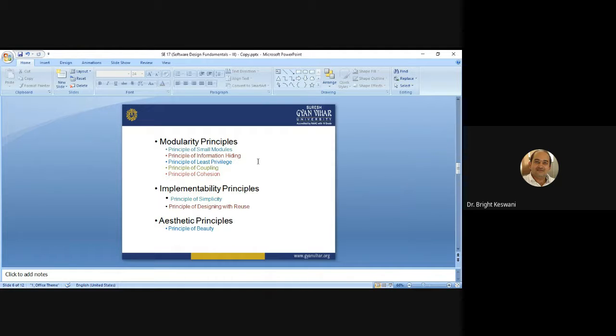So what is the principle of cohesion? Module cohesion should be maximized. And what is the principle of coupling? Module coupling should be minimized. So these are the principle of cohesion and the principle of coupling.